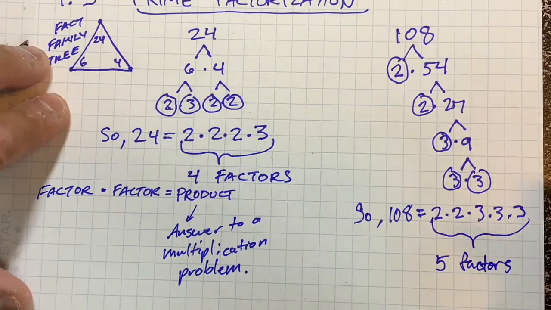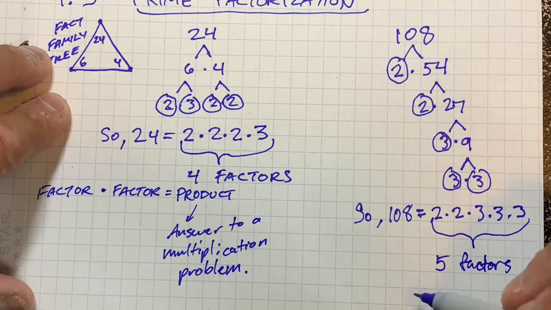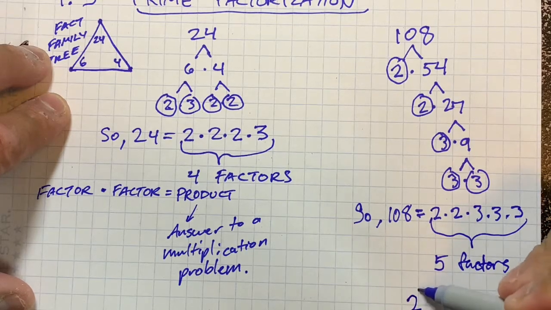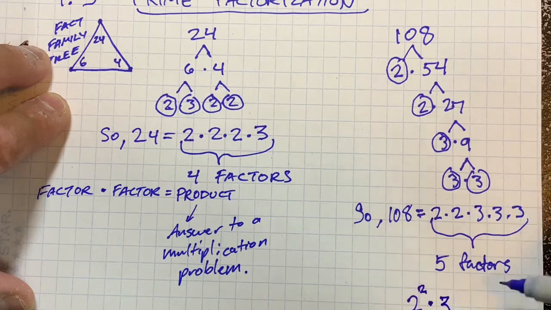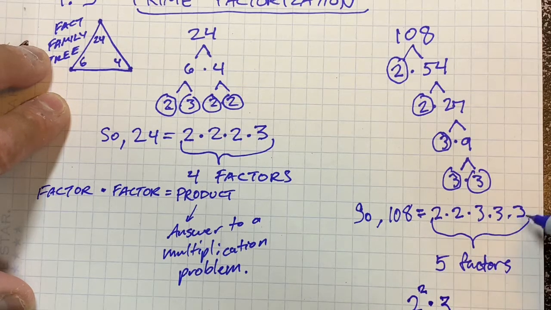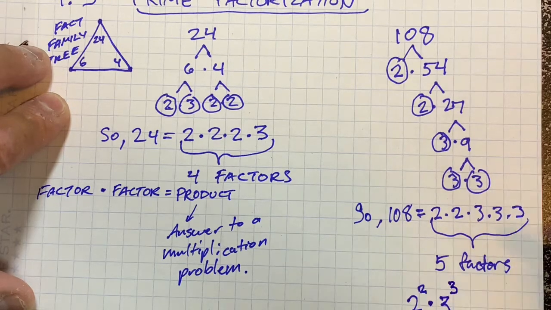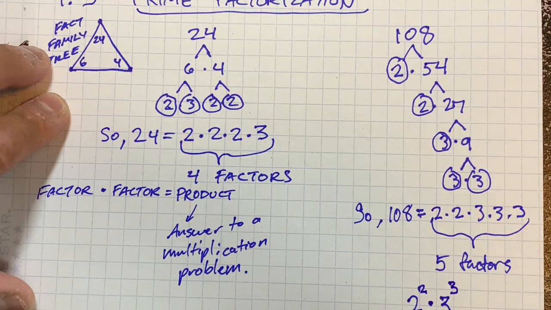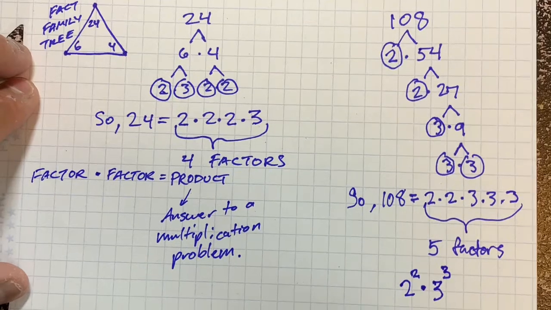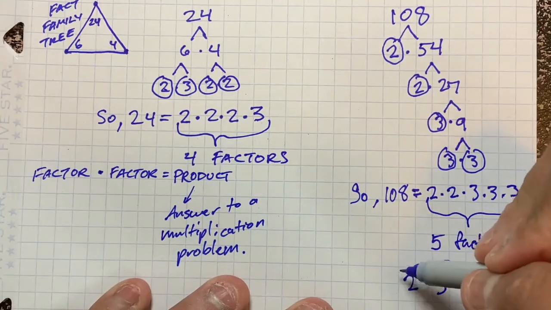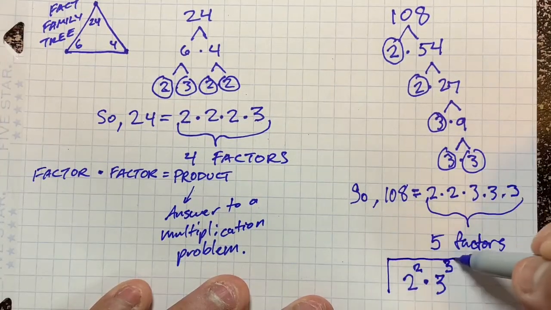Okay, if there's 2 2's, we can write 2 to the 2nd power times, and here base number is going to be 3, so we count 1, 2, 3 3's. 3 cubed, or 3 to the 3rd power. Okay. All right. So hopefully that makes sense. And we call this prime factorization.